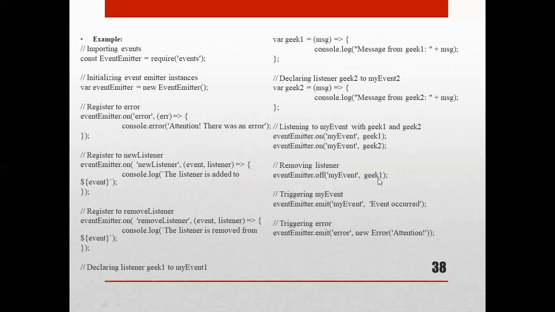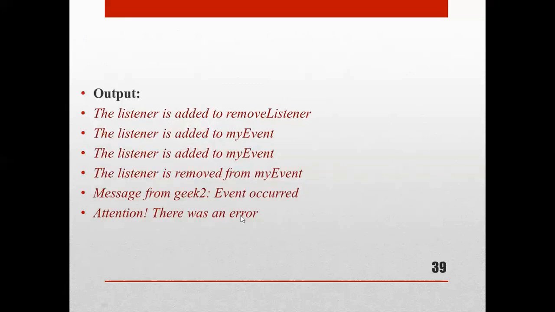because we have removed that first listener jig1. So that's why it's not going to print that message from jig1. It will print that message from jig2, that is event occurred. Then it will print the error message, that is attention there was an error. So in this way we have seen that event emitter class.